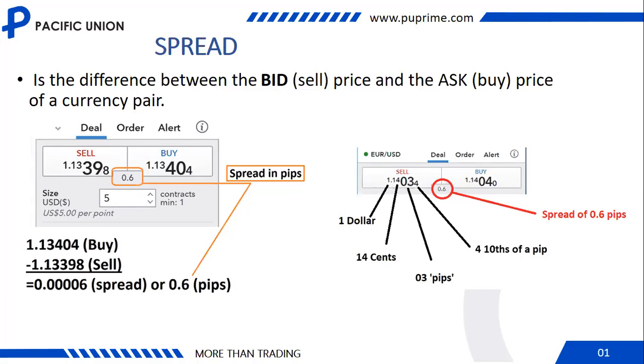And don't forget, if you trade, spread is the first thing that is going to be removed from your trading account balance. So with Pacific Union, your trade can easily turn to profit because they have a very, very low spread. So we are going to talk about spread and how to calculate spread.